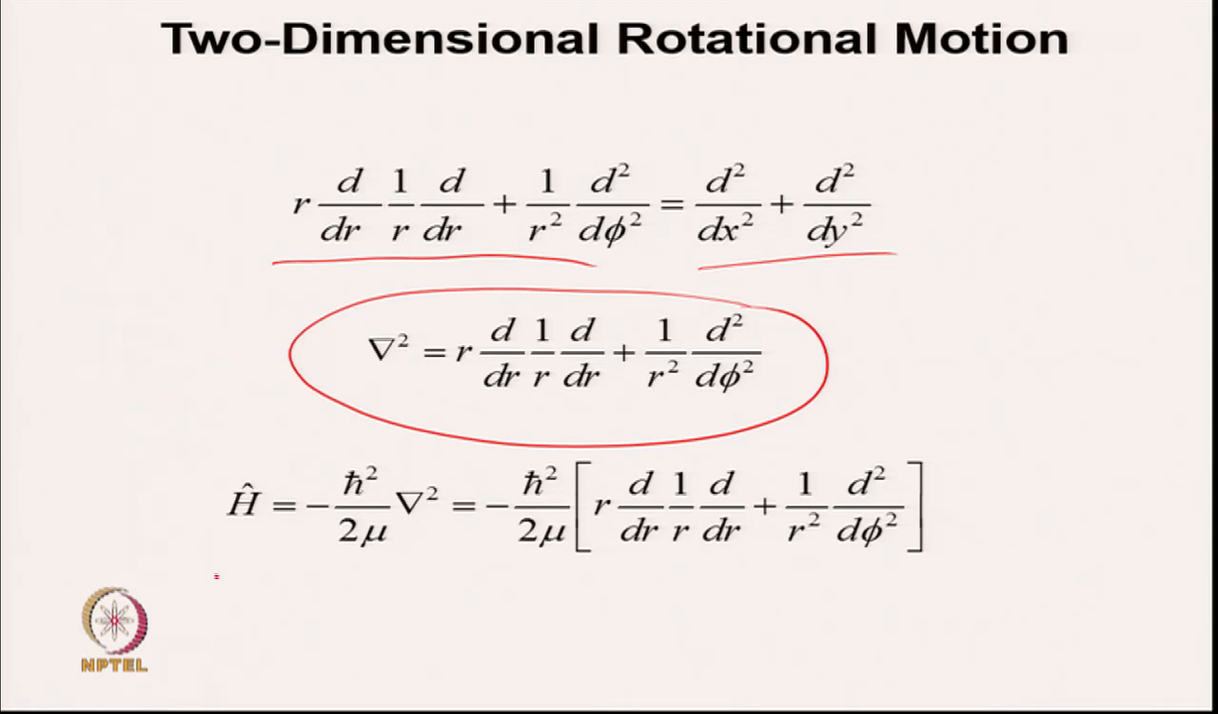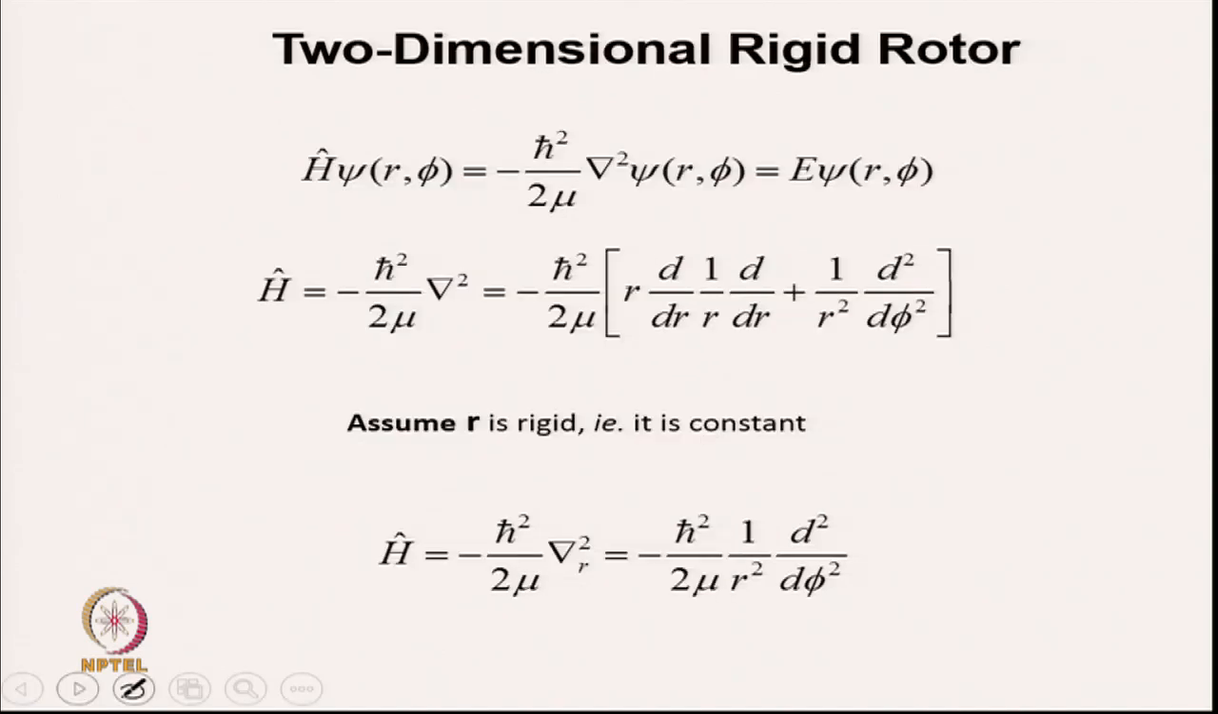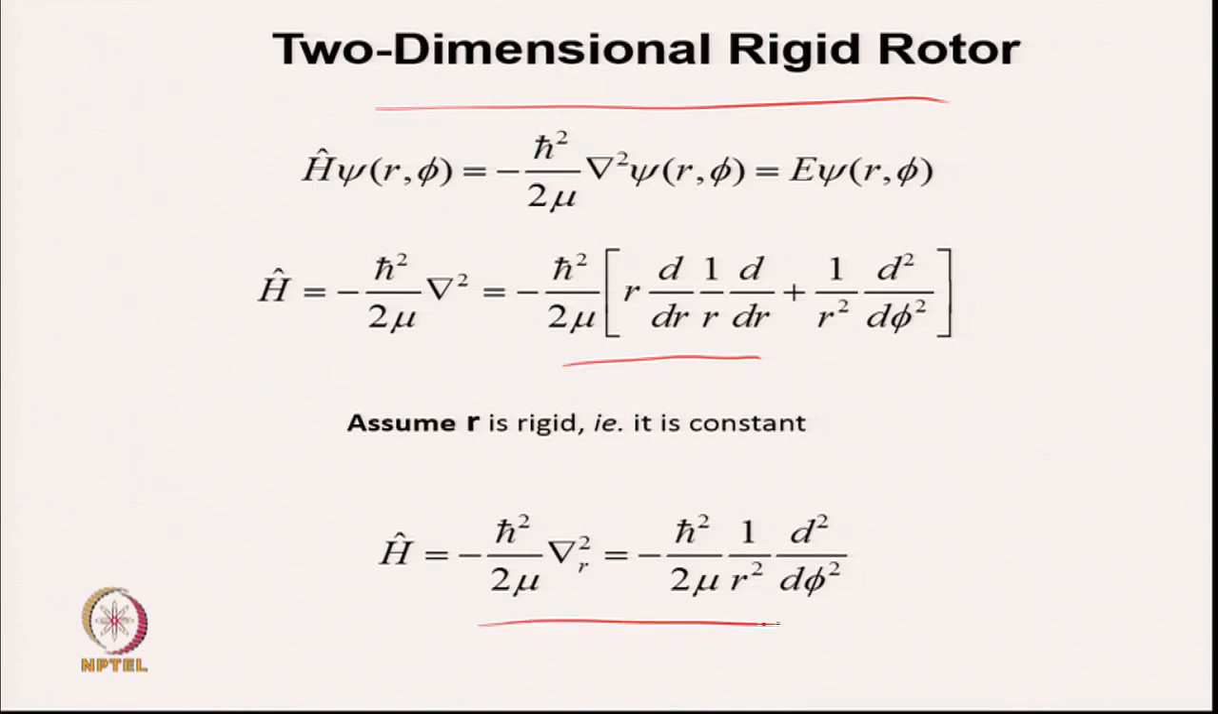So, overall energy, the Hamiltonian operator, will be given by just the kinetic energy part, since potential energy is 0, and then you have this operator in polar coordinates. Now, since we are assuming the rigid rotor, the r part is constant. What that means is this differential part is going to be 0. So, your Hamiltonian is a simplified term which can be expressed in terms of a differential with respect to phi. So, this is your Hamiltonian operator.